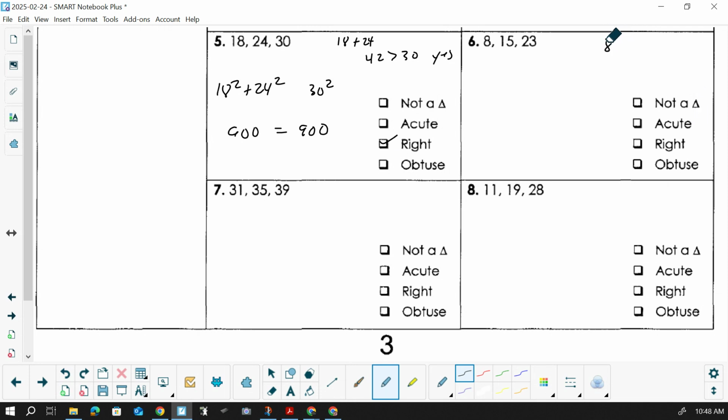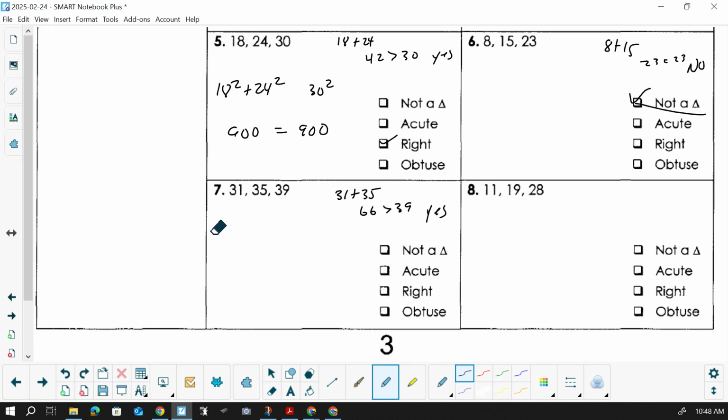All right, let's see the next one. 8 plus 15 equals 23. So it's not even a triangle. Okay, next one. 31 plus 35 is 66. 66 is bigger than 39, so that's a triangle.